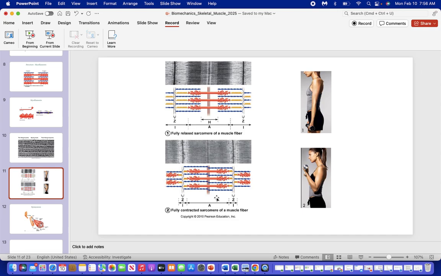This is where the projections from the myosin filaments, which are called cross bridges, form the physical links with the actin filaments during the muscle contraction. All right, so you can see it's spread apart here. It's all put together here.